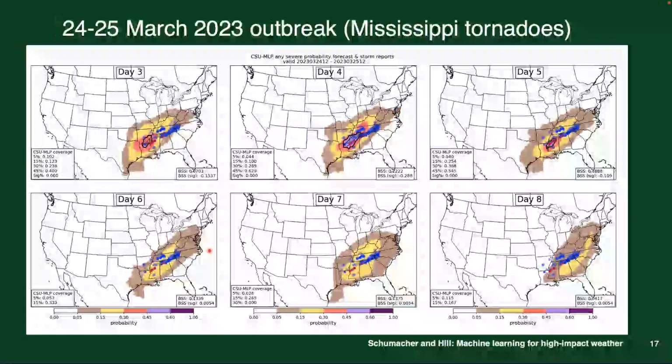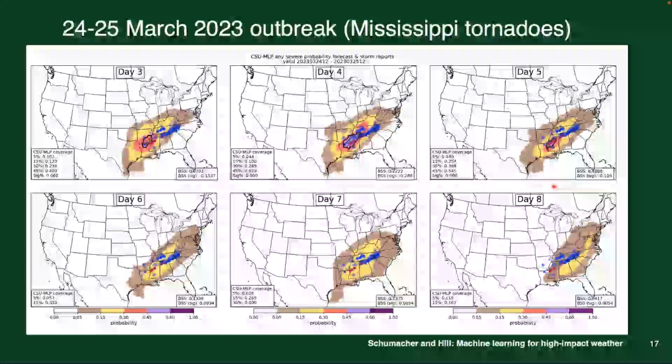And the main thing here as an example is the ability to depict these areas of severe weather, even 7 to 8 days ahead of time. Maybe arguably the 8-day forecast is not particularly good, but there is some indication of an elevated threat of severe weather.